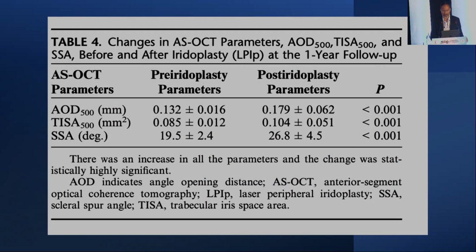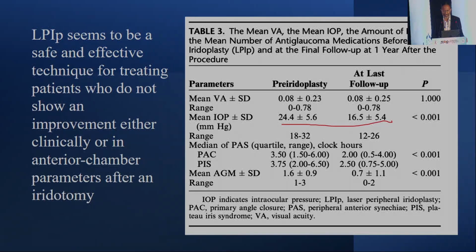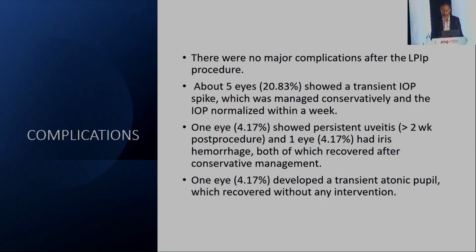We found that AOD and TISA, scleral spur angle, slightly increased post-iridoplasty compared to pre-iridoplasty. This indicates the angles are getting open. And also, if you look at the IOP pre and post iridoplasty, it was 24 millimeters pre-iridoplasty and 16.5 millimeters post-iridoplasty. So iridoplasty seems to be a safe and effective technique for treating patients who do not show improvement either clinically or in anterior chamber parameters after iridotomy. There were no major complications in the study.